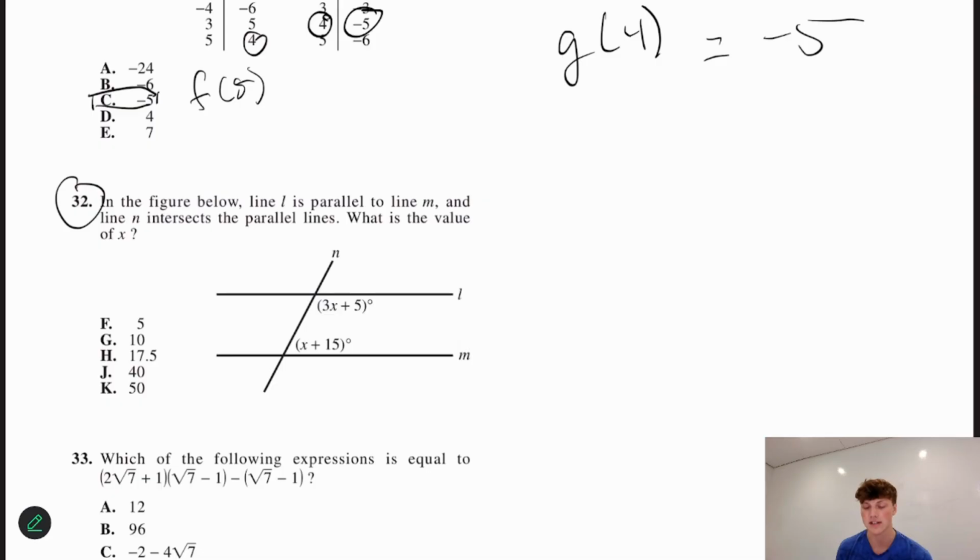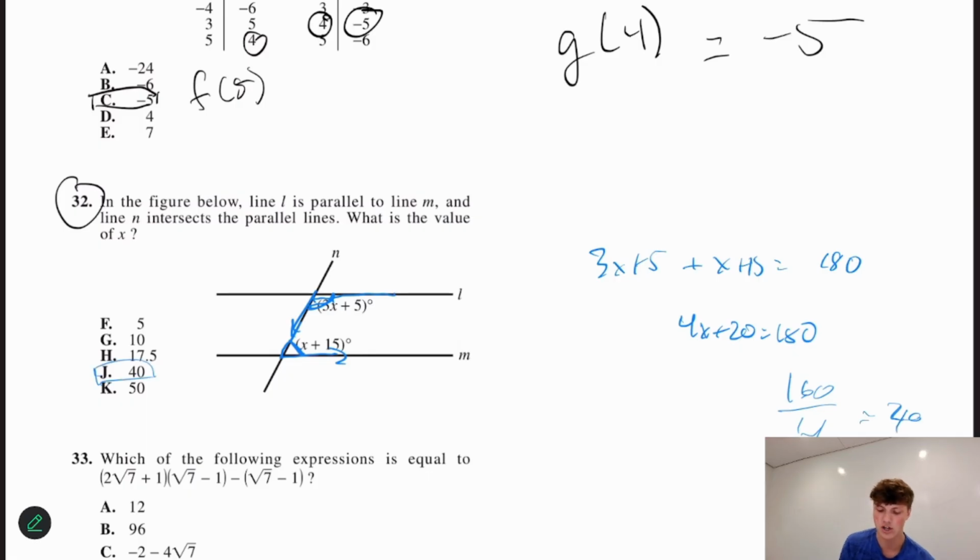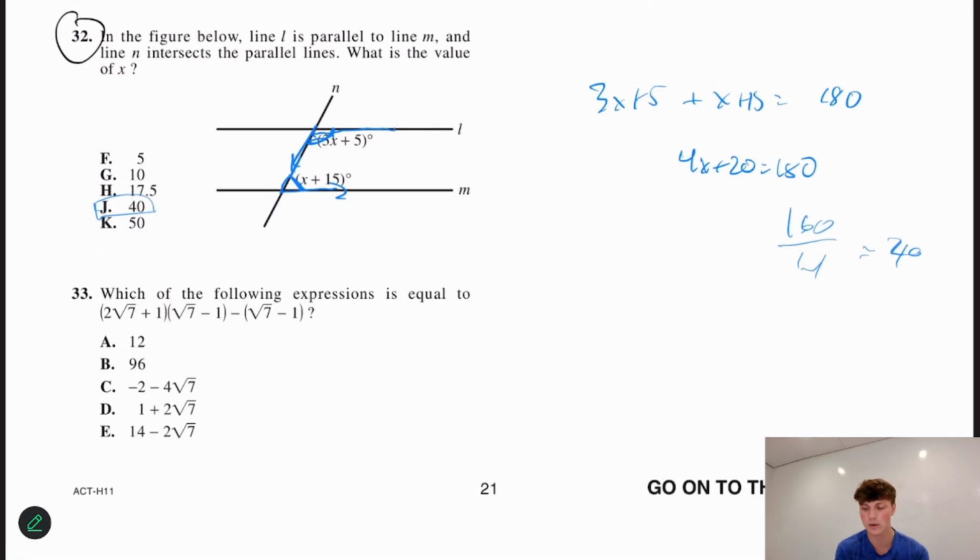So that 180-degree change can be evaluated by looking just at the individual angles, right? This angle plus this angle better be equal to that whole 180-degree change. Other than that, we're staying straight, right? We change directions once, and then we change directions twice, and then by this point we've changed completely, okay? So 3x plus 5 plus x plus 15 equals 180, and we're going to be left with 4x plus 20 equals 180, minus 20 will give you 160, divided by 4 is going to give you 40. Answer choice J, okay?